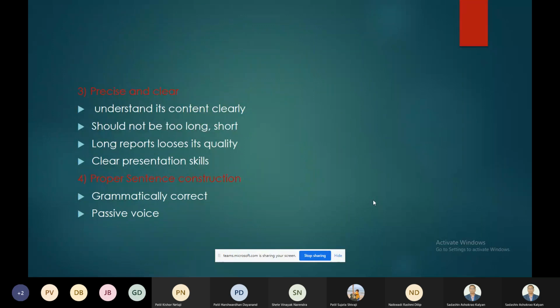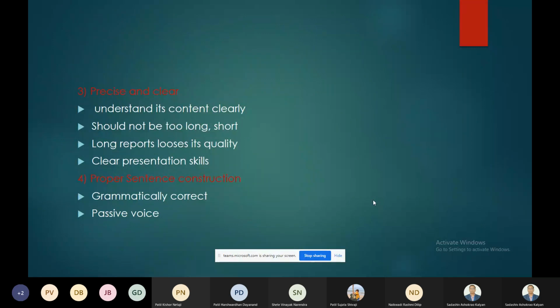So according to our content and our education level, whether we are writing for graduation, post graduation, or research, we want to take care about the length of our book report. If we try to write too much information in our book report, it can happen that it loses quality. So it should not be too lengthy, and it should not be too short either.